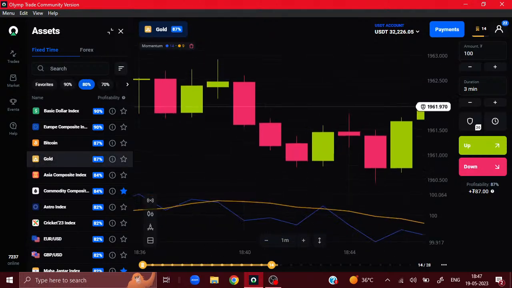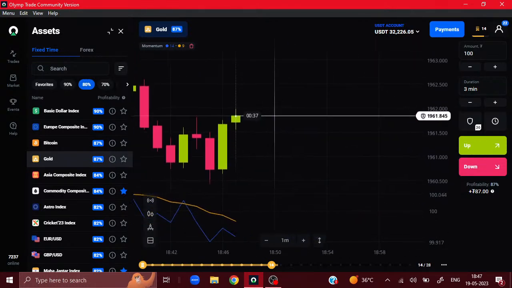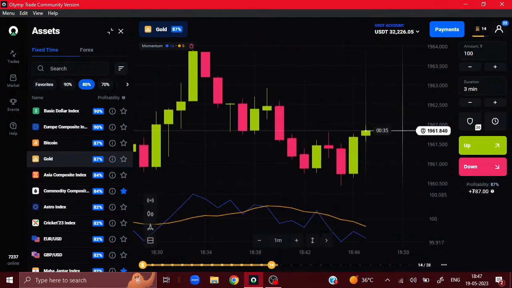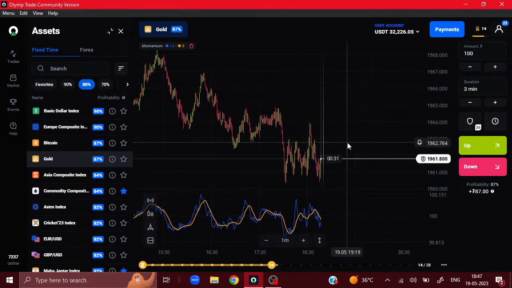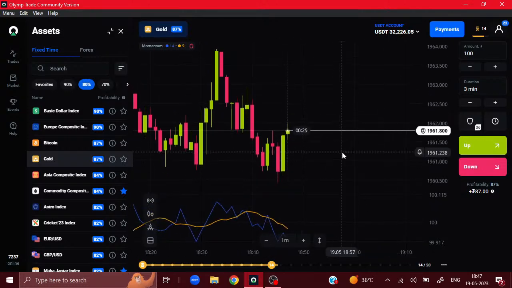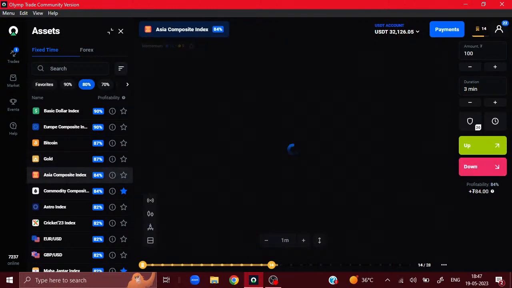Yeah, there is a downward entry in gold. The momentum indicator has indicated a trade in the downward position. So let us try to make a trade in gold in the downward direction. The candlesticks are, however, giving mixed signals, but let us go for the trade. A downward trade in gold for 3 minutes.